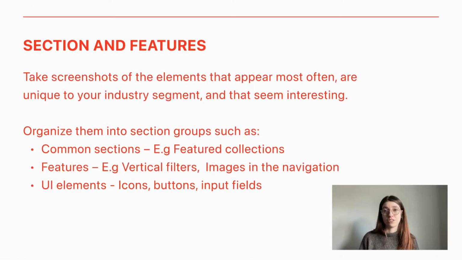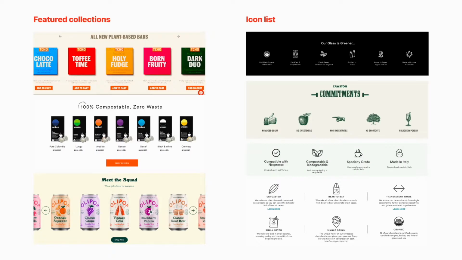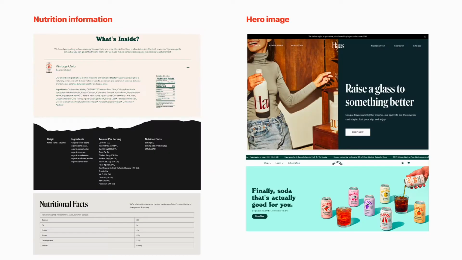Starting with sections and features, we compile screenshots of the sections and types of content that appear the most often. For example, on food and beverage websites, a nutrition facts table is quite common to be on product pages. Documenting details like how the navigation is set up or unique features like a quick buy button on product cards can help you start to see what is most important to be prioritizing during the build. We then organize them similarly to how you see here, by section, feature, or even UI elements like icons and buttons. This will help you define your scope down the line.